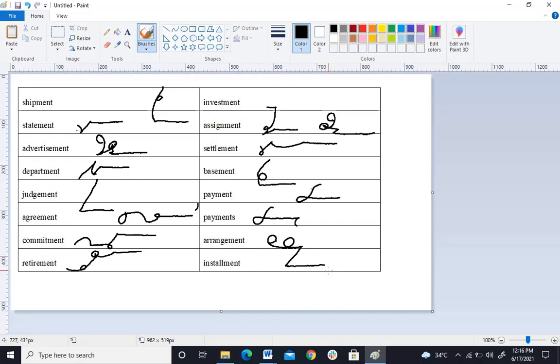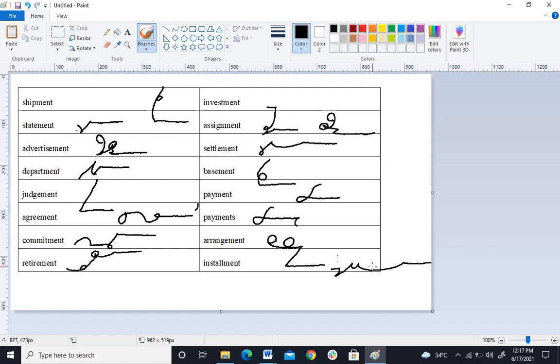So, installment, we have in, and then stall. Okay? And then ment. Let's repeat. We have in, and then stall, and then ment. Install, ment. Okay, so that's all for our ment words.